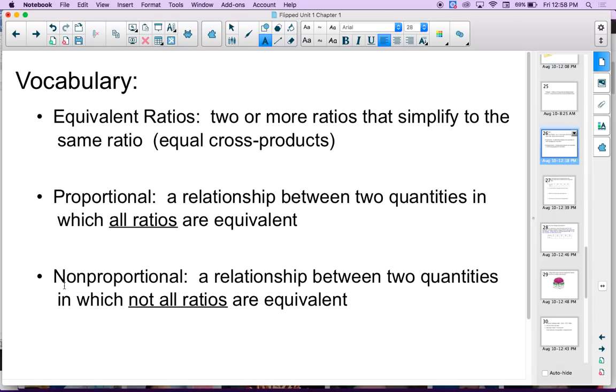Okay, well, non-proportional, the prefix non means not. So this means that we have a relationship between 2 quantities where not all the ratios are equivalent. As soon as we find one ratio that is not equivalent, we know that it's a non-proportional relationship. When you're taking these notes, I know there's a lot of words going on here. Feel free to pause this video, rewind, take your time. These are important notes that should be put in your vocab section of your note packet.